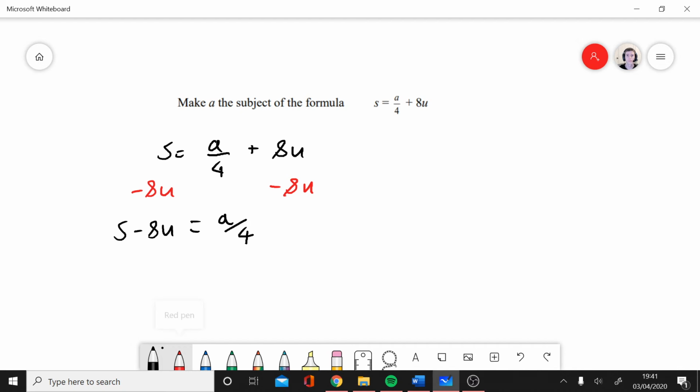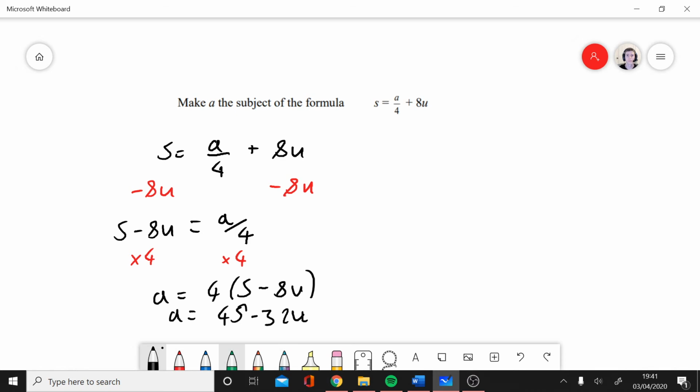And then similarly to the last question, in order to get rid of this fraction, we multiply both sides by 4. So we times the left-hand side by 4 and the right-hand side by 4. And then we end up with A being equal to 4 lots of S minus 8U. We can expand that out to get 4S minus 32U being equal to A. Apologies, that is an S, not a 5. I have terrible handwriting. But yes, A is equal to 4S minus 32U.